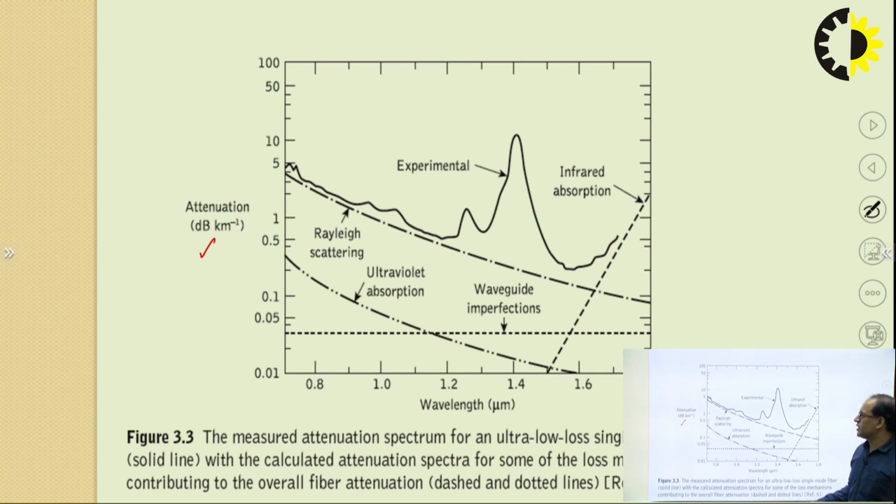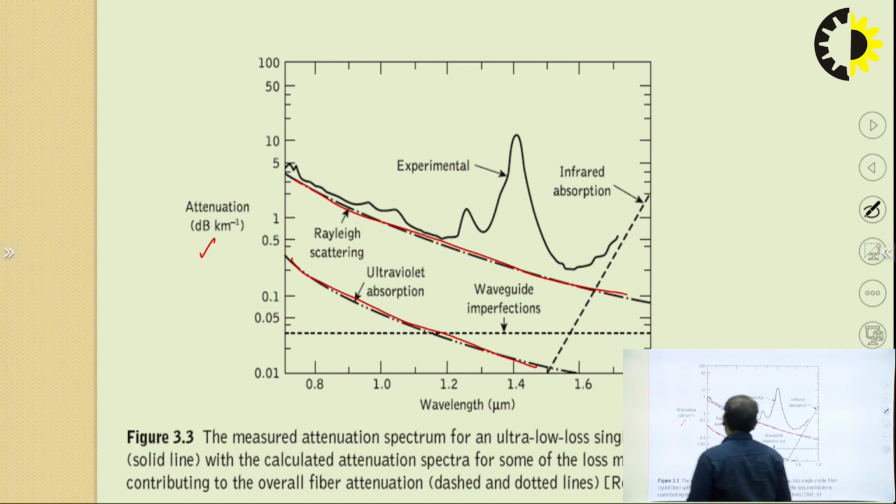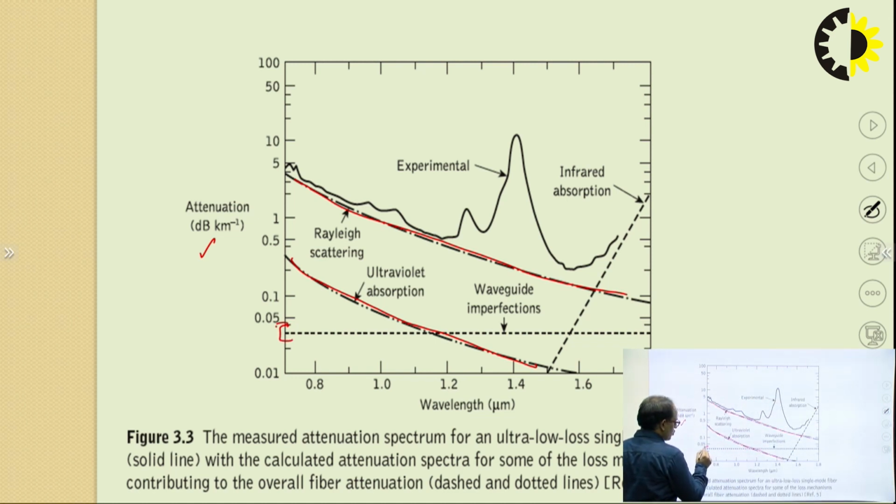Clear? Now you will see here that, as we know, the ultraviolet absorption decreases, while the infrared absorption increases at higher wavelength. This is the graph of the scattering, which we will discuss in the coming topics. And this is the constant absorption due to waveguide imperfection, which does not depend on the wavelength.